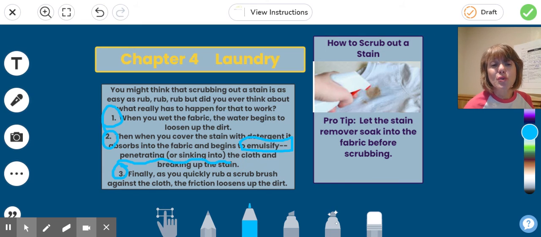And I actually used two definitions. I said emulsify means to penetrate, and then if you weren't sure what penetrate meant, I did what our friend Nora did the other day and used those parentheses and let you know that to penetrate or to emulsify means to sink into.